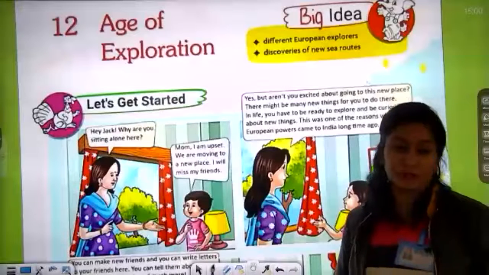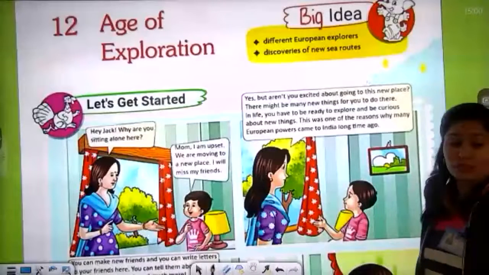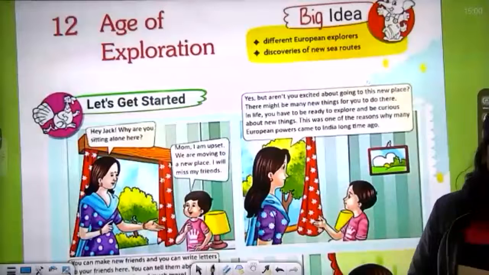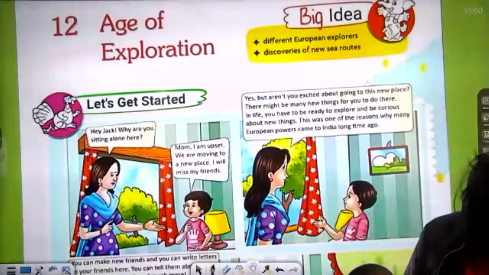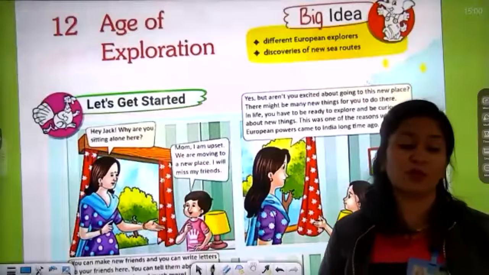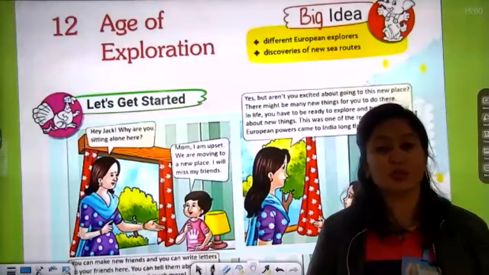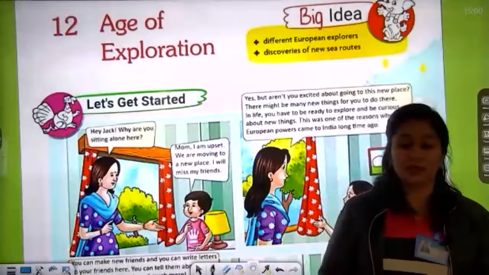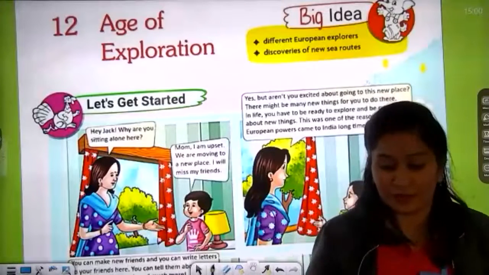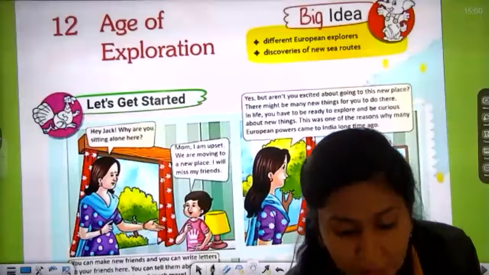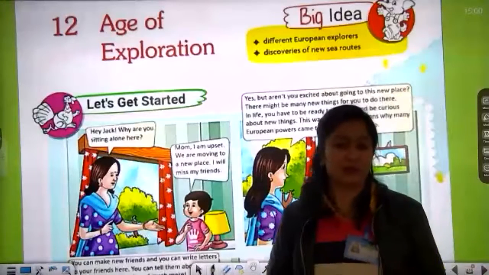Chapter number 12, Age of Explorations. In this chapter, at the initial level, one story is given. First of all, let me explain to you what the meaning of explore is. To explore means to investigate, to search about the places. ठीक है, अलग अलग जगहों पे ट्रैवल करना, उनके बारे में नॉलेज गेन करना is known as exploring.